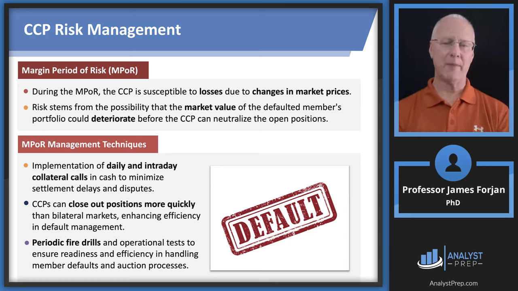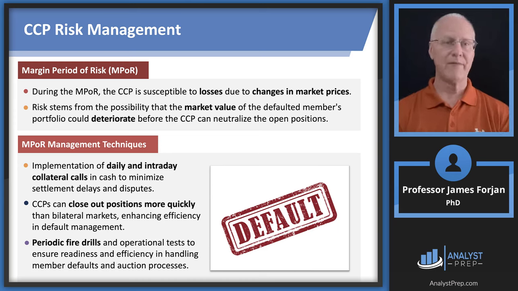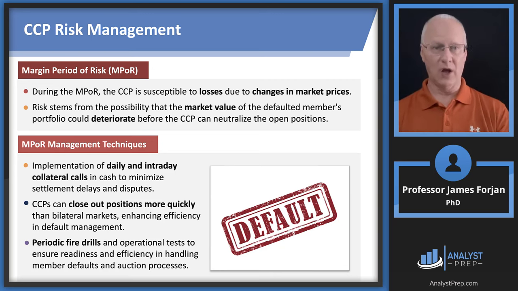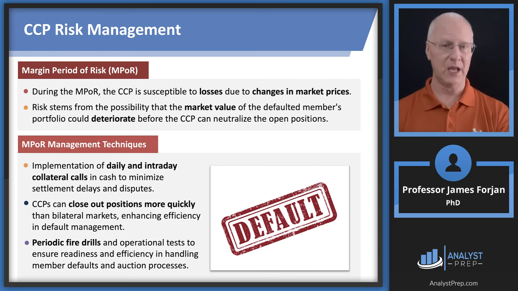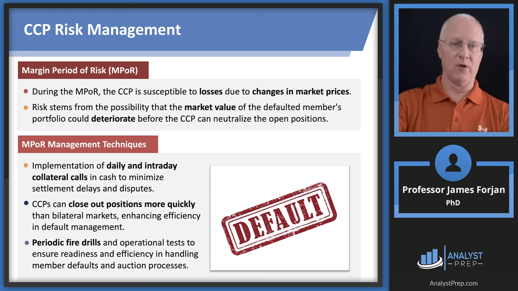Now, what happens if we're worried that a counterparty is going to default? So we have this period. This is called the margin period of risk. And these are the losses due to the possibility or the likelihood of default, probably due to changes in market prices, whether it's the market price of my John Deere tractor or the market price of a mortgage-backed security. So this margin period of risk goes from today until when that default is going to or is expected to occur.